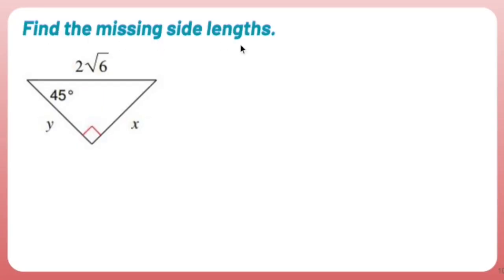Find the missing side lengths. All right, I have a triangle. That's 45 degrees. That's 90 degrees, which means you're 45 degrees as well.